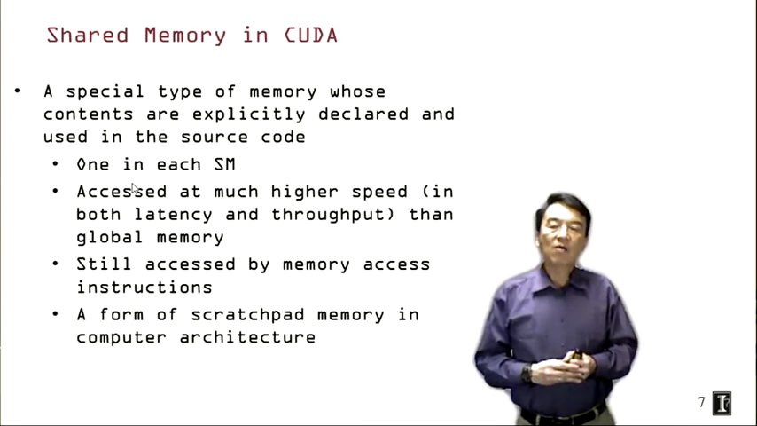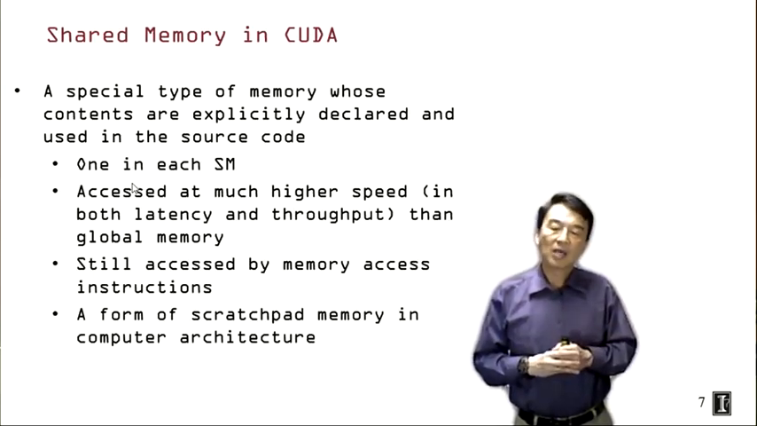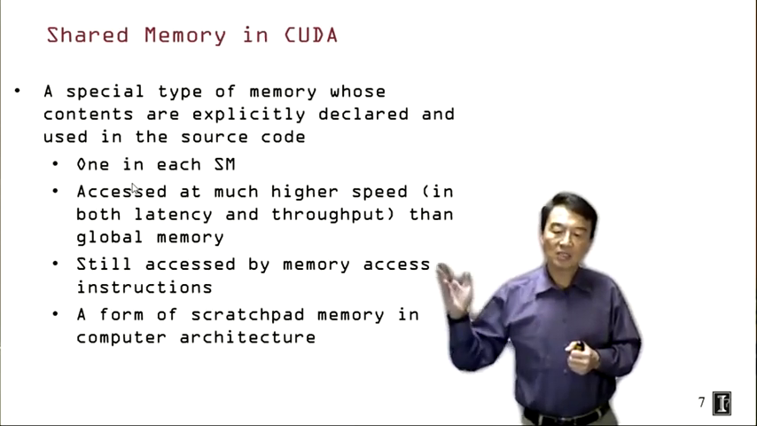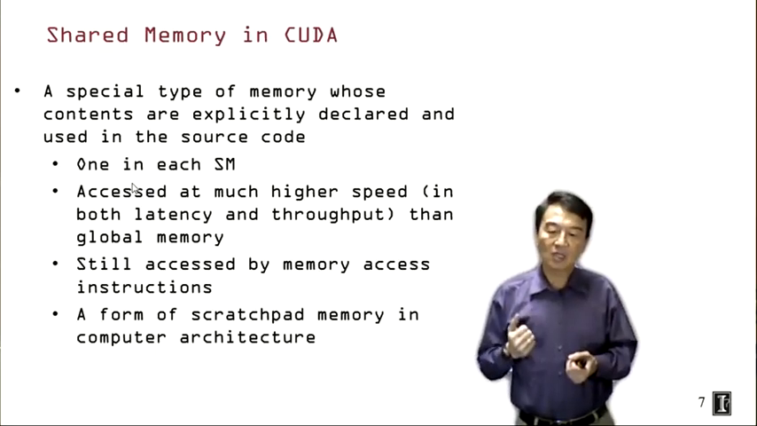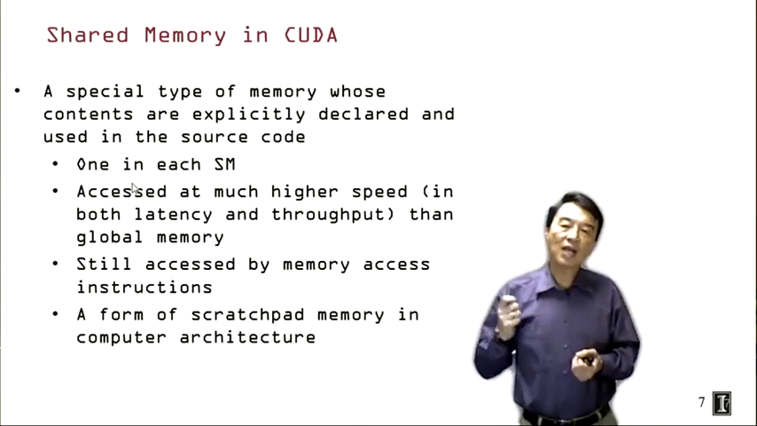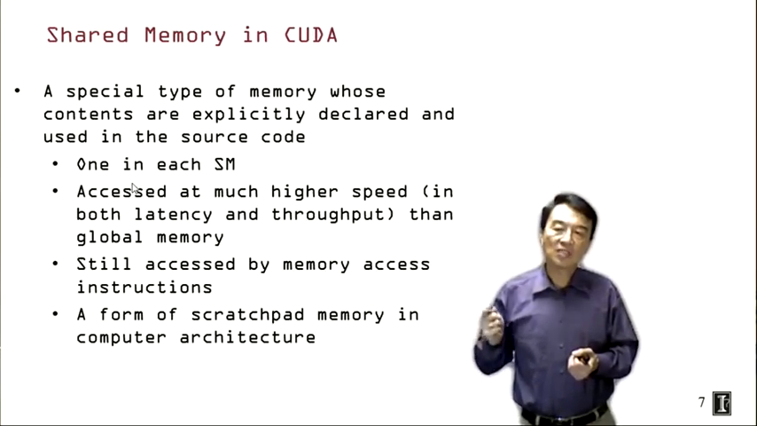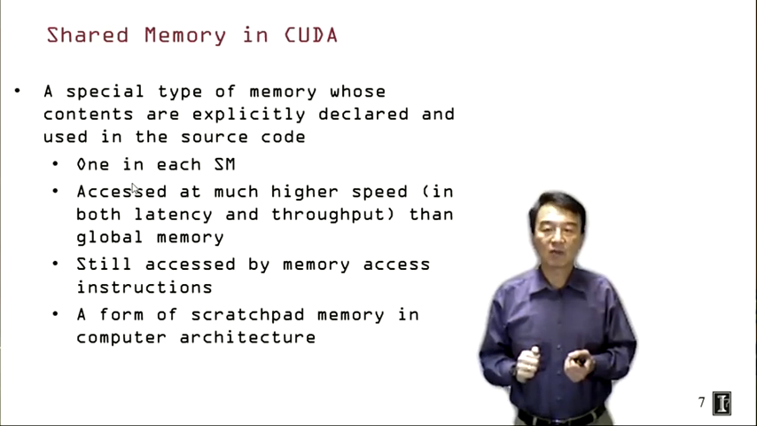So now we're ready to look at a little bit more detail about the shared memory in CUDA. Shared memory in CUDA is really a special type of memory whose contents are strictly, explicitly declared and used in the kernel source code. The shared memory could be statically declared or dynamically declared. We're going to use the statically declared shared memory variables for now, and we're going to come back and look at the dynamically allocated shared memory variables in a future lecture.